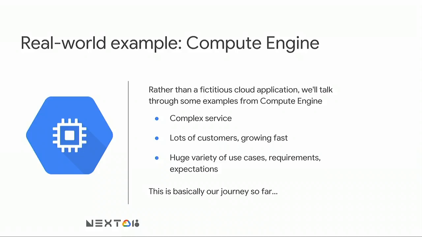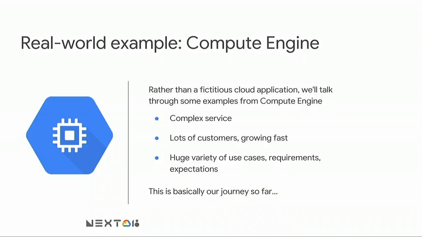So earlier I said we were going to talk through some examples from the real world, because I think examples really help cement these ideas. I'm going to use examples from Compute Engine itself, which is the service that I work on, and it's an infrastructure as a service. We rent VMs by the second, and it's a very complex service. It has a lot of different components: control plane, data plane, actual VMs, the underlying host machines, KVM, the host kernel environment. Lots of different components to think about. It's also got lots of customers, and it's growing pretty rapidly.